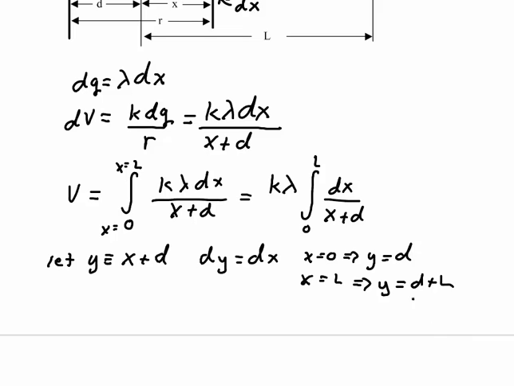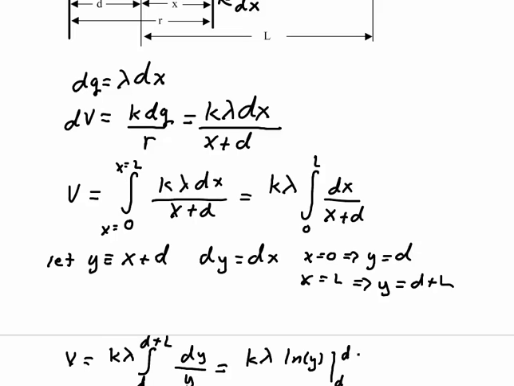So to finish this problem, v is equal to k times lambda times the integral from d to d plus L of dy over y. This is k times lambda times the natural log of y, and that's evaluated from d to d plus L, which is k lambda natural log of d plus L over d.